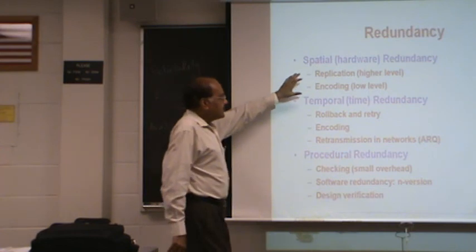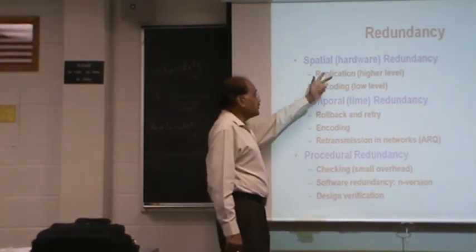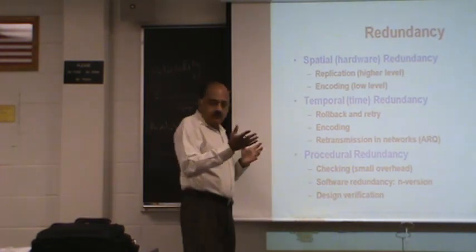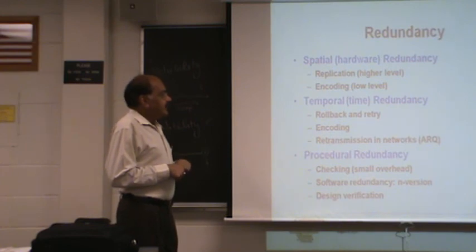So one well-known example of redundancy is hardware redundancy, which you can call spatial redundancy, because it involves the use of more space. And it usually takes two forms.